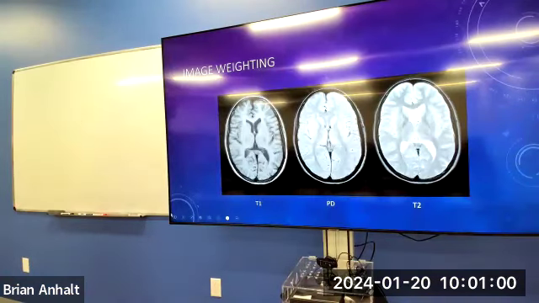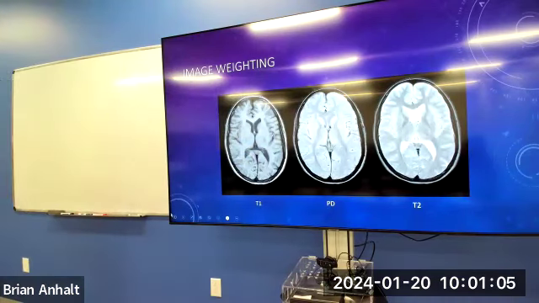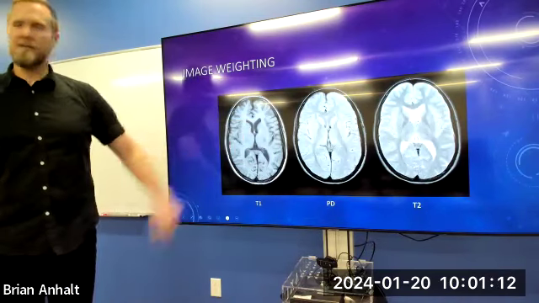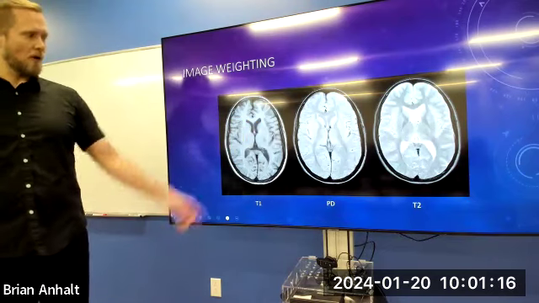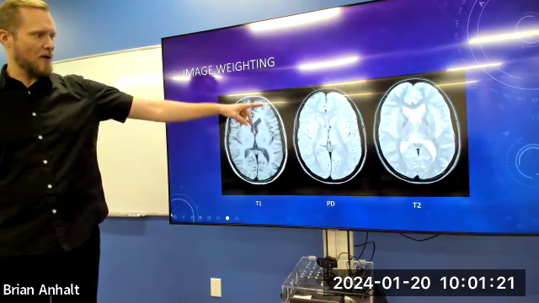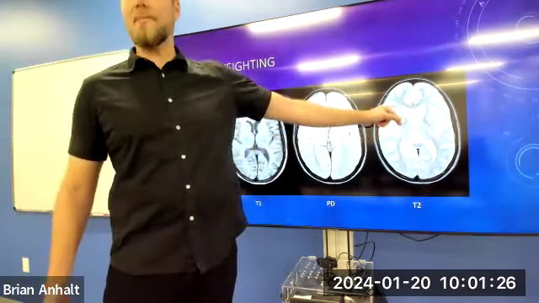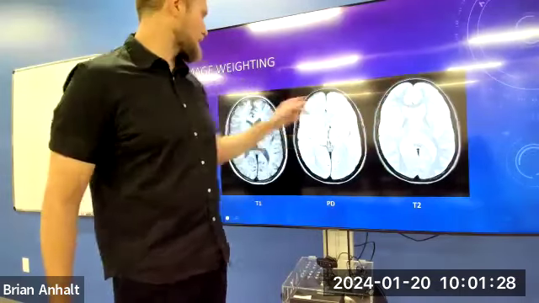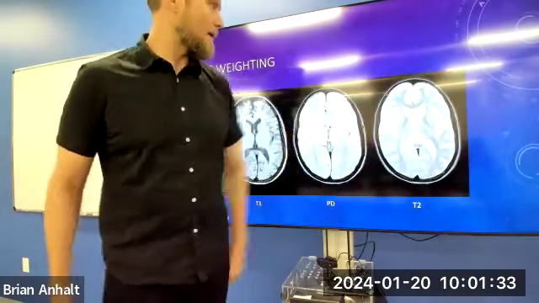Here are examples of an axial of the brain, T1, proton density, and T2. You can see the difference of contrast there, right? T1, dark CSF, right? CSF is basically water, right? So dark water, bright fat. You can see white and gray matter contrast here. You look at the T2 weighted image, it's almost the opposite, right? That fat on the outside is dark, bright fluid. The white and gray matter contrast is different.